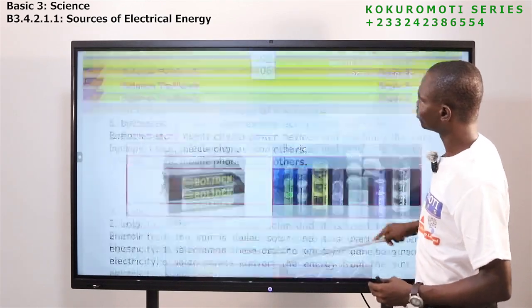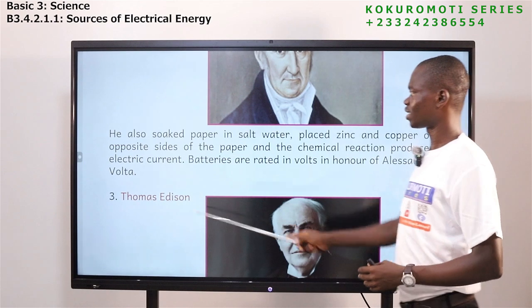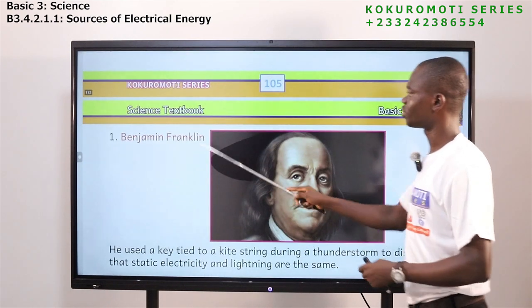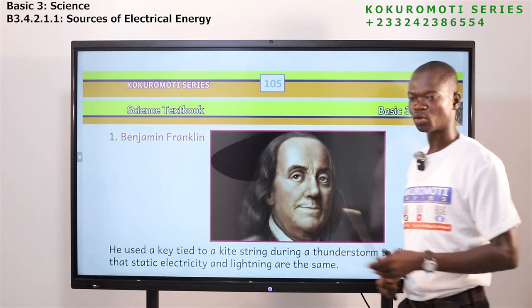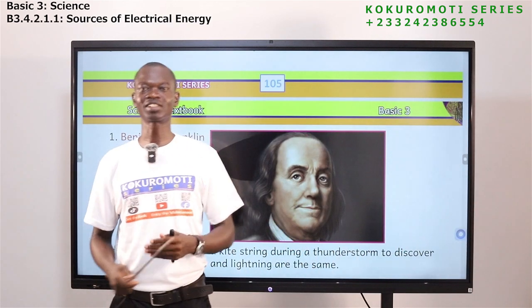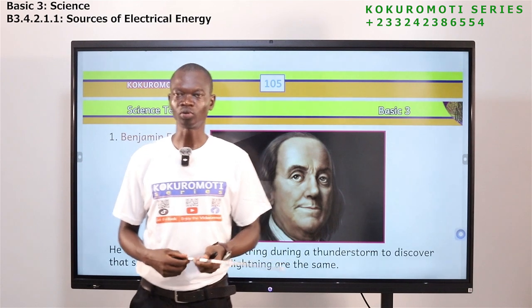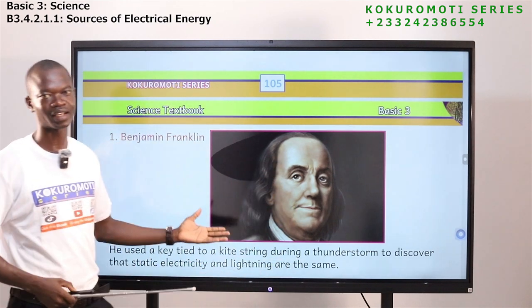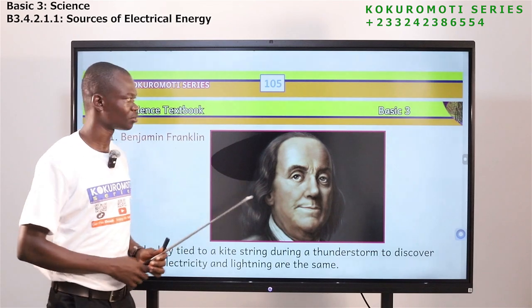We made mention of Thomas Edison. We also saw Alessandro Volta and then Benjamin Franklin. So in any examination, if you are asked to mention or state 2 or 3 people who contributed in the discovery of electricity, these people are there, and then you can mention their names.